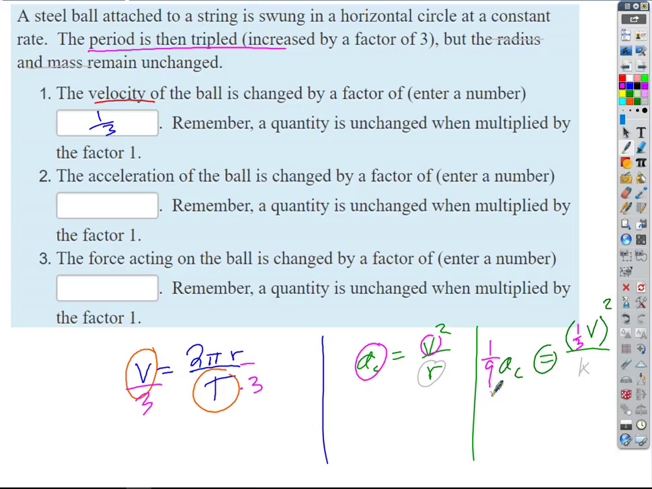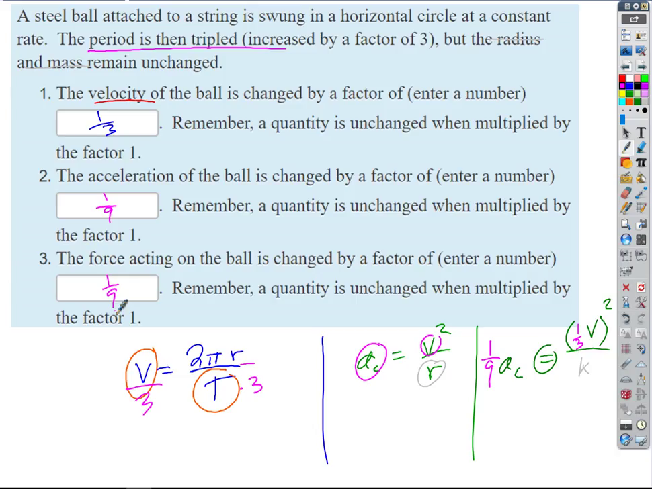Okay, see what I'm saying? So that's just 1/9. We don't have to use any fancy algebra. We can just look at this in terms of maintaining this proportionality. Okay, what about force? That's an easy one. How is force related to acceleration? They're exactly proportional, aren't they? So what's the answer for part 3? 1/9. Right?